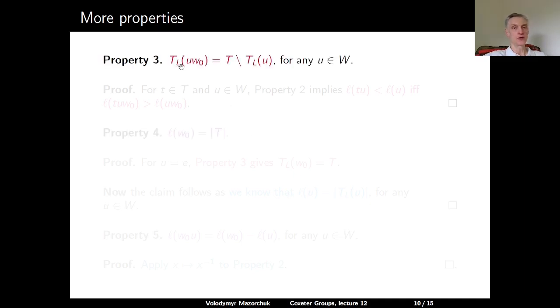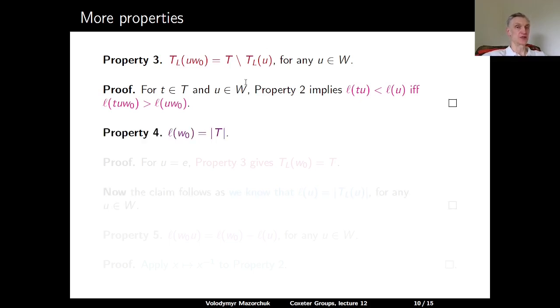If we look at the set of all reflections which, using left multiplication, decrease the lengths of uw0, this is equal to the set of all reflections minus the set of all reflections which decrease the lengths of u, for any u in W. Proof: if we have a reflection t and u in W, then property 2 implies that the length of tu is smaller than the length of u if and only if the length of tuw0 is greater than the length of uw0. And that's exactly the formulation of our property.